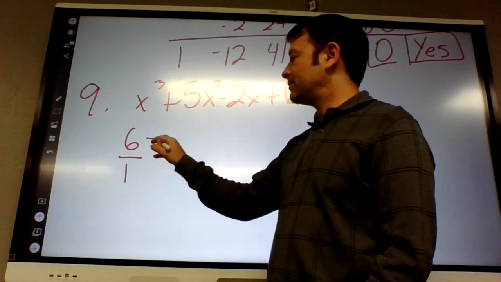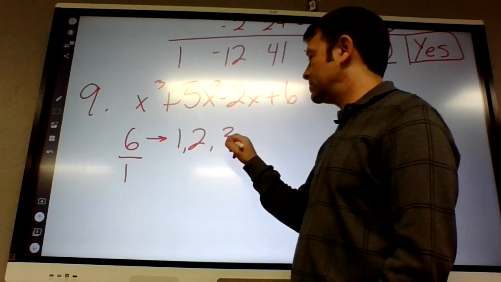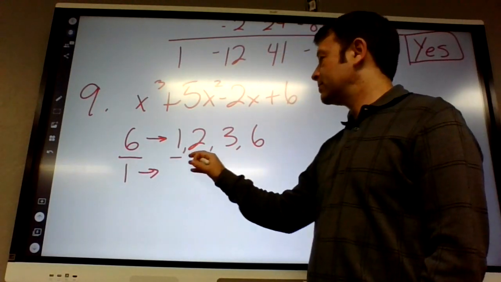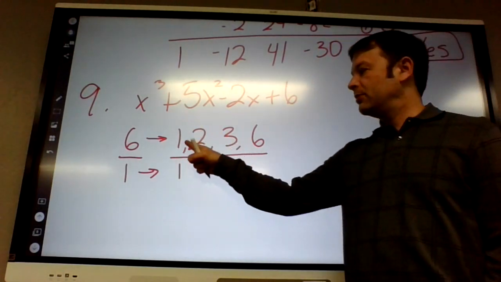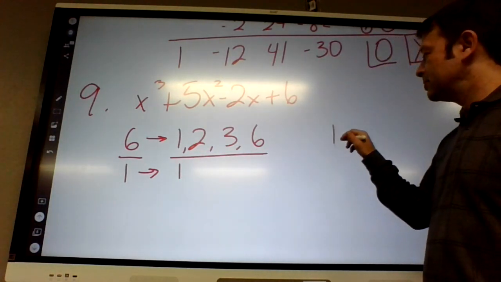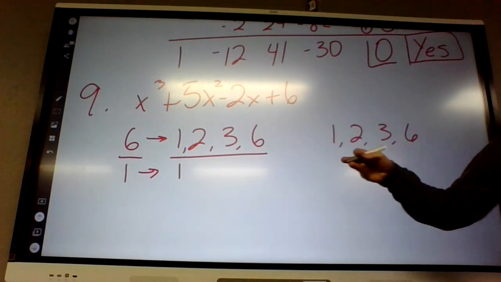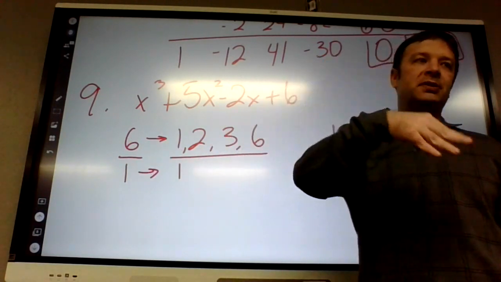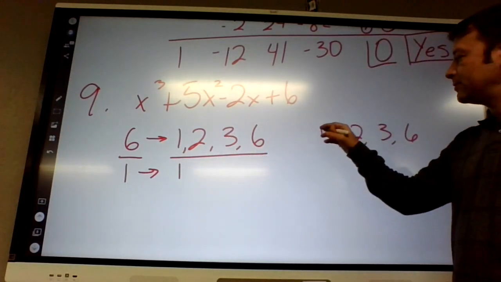over the factors of the first coefficient. So what are the factors of 6? 1, 2, 3, and 6. I usually put them in order, it doesn't matter. And what are the factors of 1? 1. Okay, so the possible rational roots are 1 over 1, 2 over 1, 3 over 1, 6 over 1, which would be 1, 2, 3, 6. Here's the thing: not only do 2 and 3 go into 6, but also -2 times -3, or -1 times -6. So these could all be positive or negative.